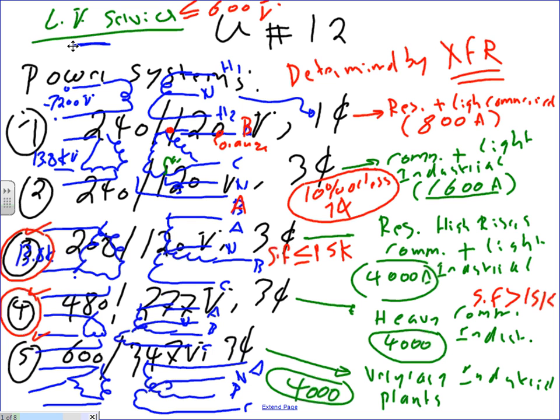Where would we use a system like this? This is the most important thing, guys. Where would we use it? Where would you use a delta center tap system in a building? Typically, if your single phase load is 10% or less.